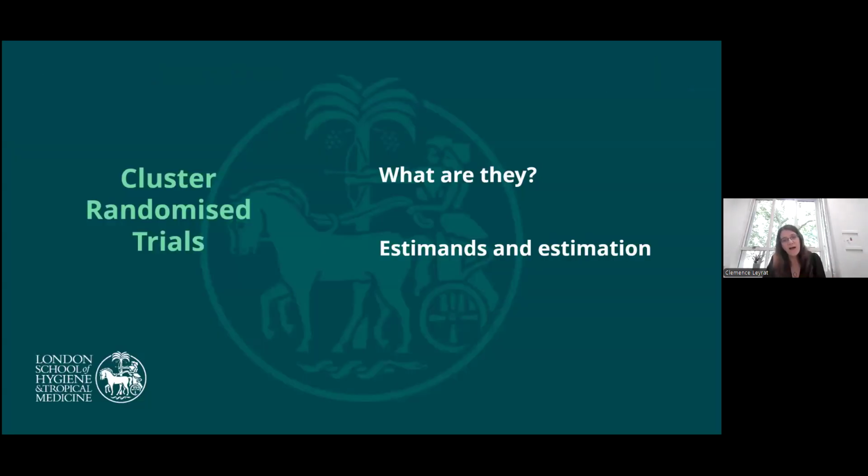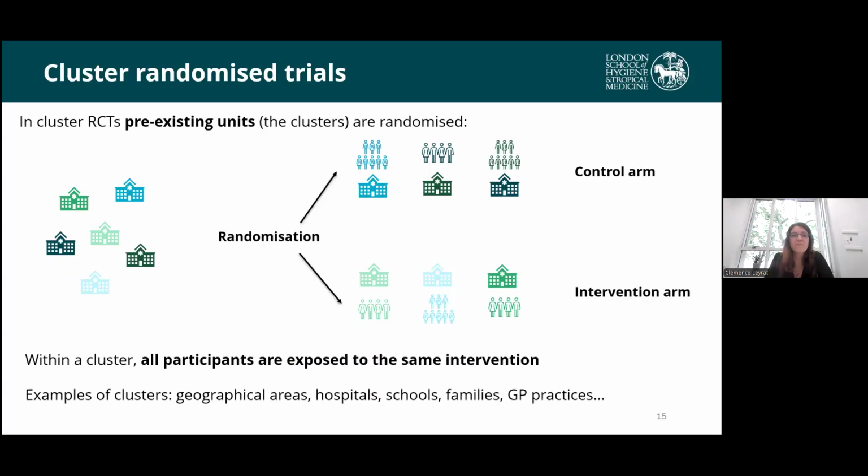But before I try to address this question, I want to introduce cluster randomized trials and discuss when they are useful and what we need to consider when we design them.